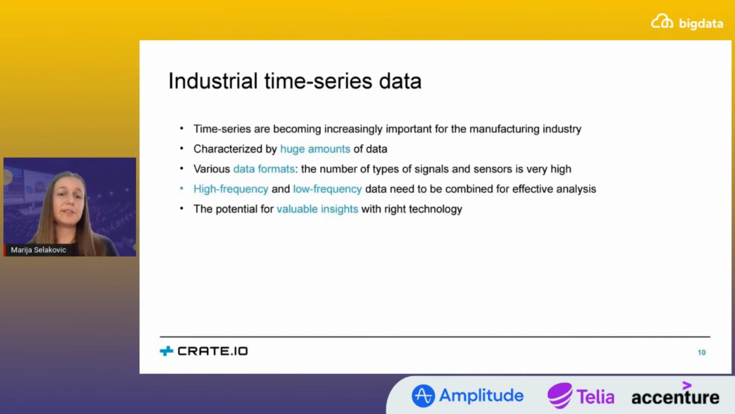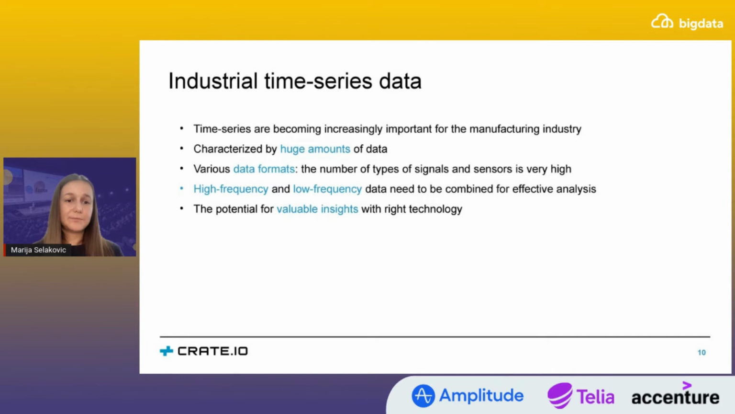So industrial time series data, as we could all imagine, has already become increasingly important in the manufacturing industry. What are the characteristics of industrial time series data? First of all, we are usually talking about huge amounts of data that we need to collect and process every single day. But we are also talking about different data formats. The number of machines, signals and sensors we use in the manufacturing process is very varied. So the type of data we are collecting can come in various formats, and we need a comprehensive solution to be able to store all these different formats.